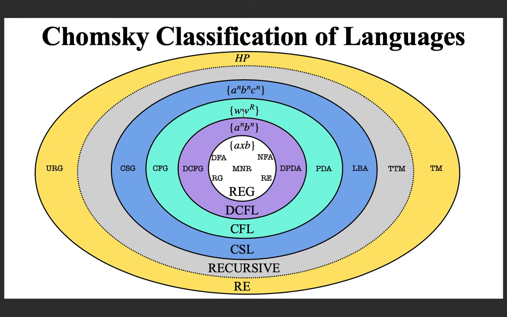And then the next highest class of language is context sensitive languages, and we will be discussing the linear bounded automata representation and context sensitive grammar representation. An example language is this: A to the power n, B to the power n, C to the power n.